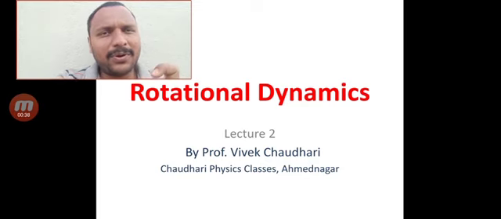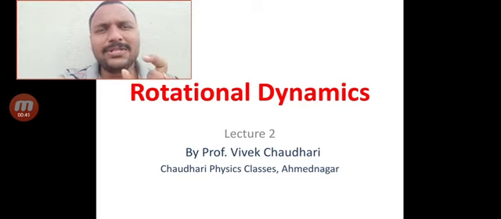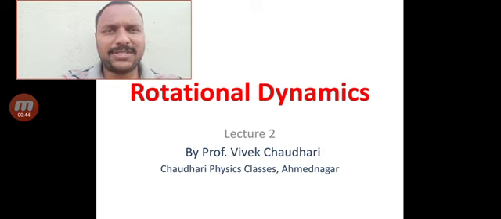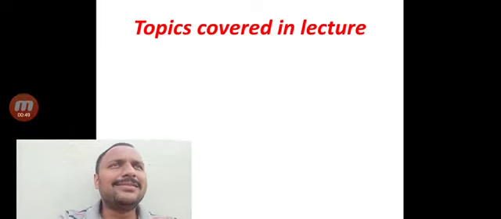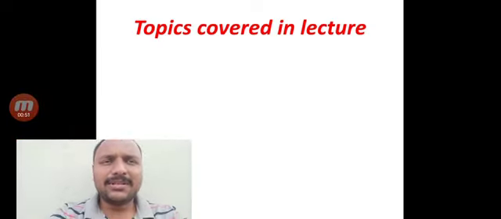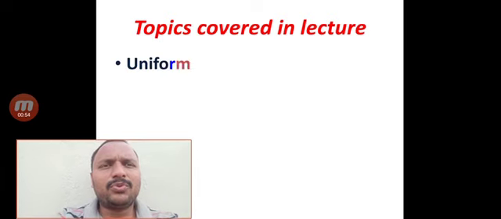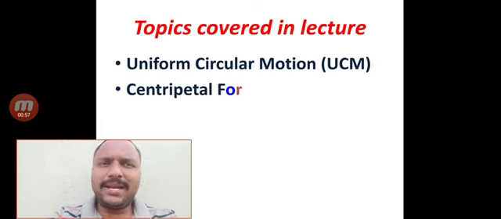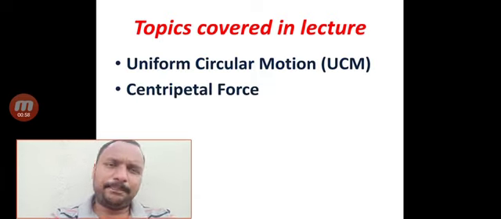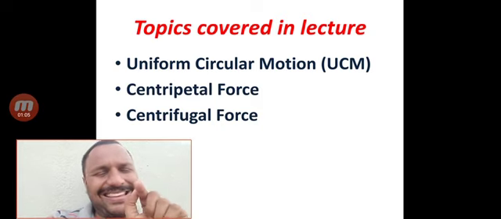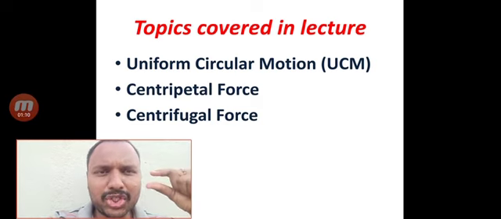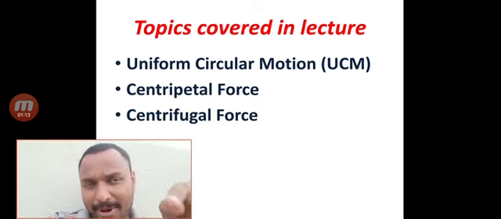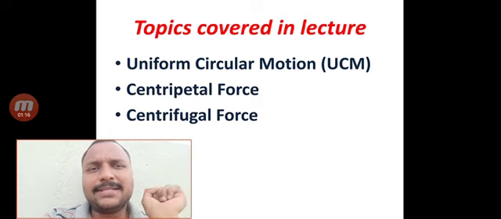In the second lecture we again discuss one major part of circular motion, which is uniform circular motion. In uniform circular motion we discuss some basic formulas. After that we discuss centripetal force, and then centrifugal force. You already discussed centripetal and centrifugal force in 10th and 11th standards, but with some limitations. Here we apply this concept in this chapter, in this syllabus.